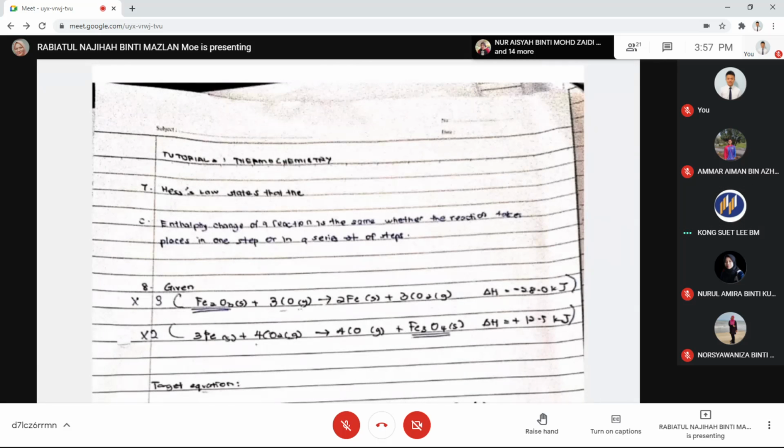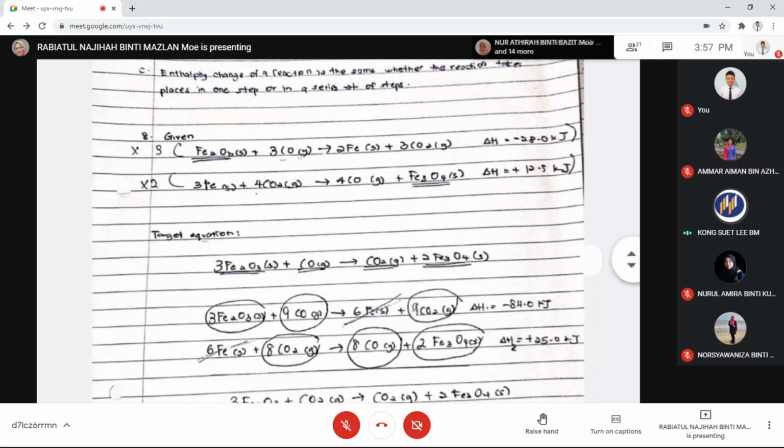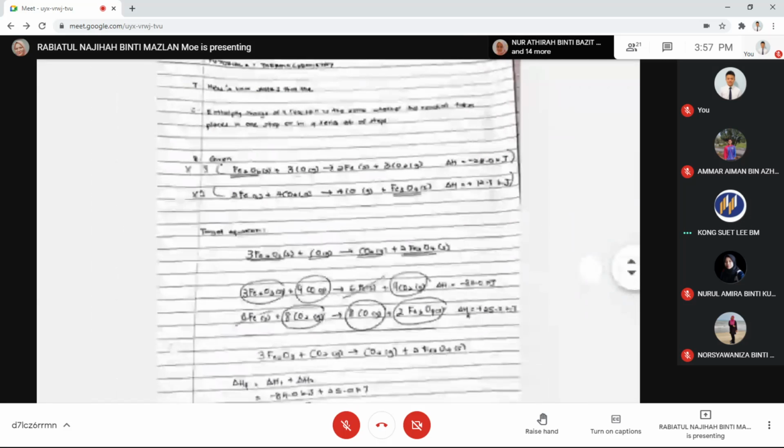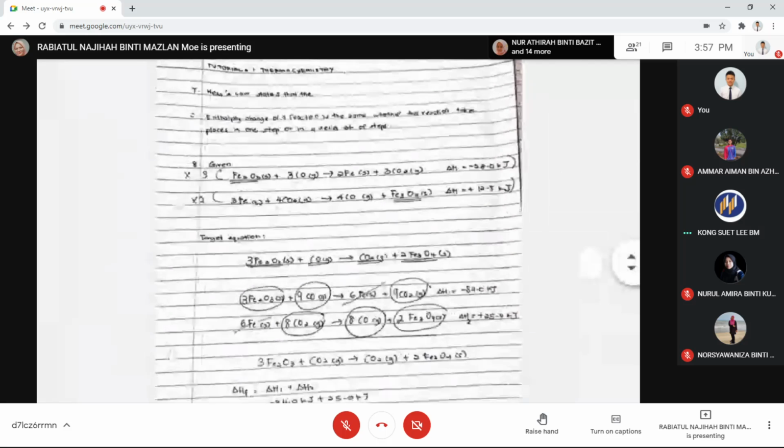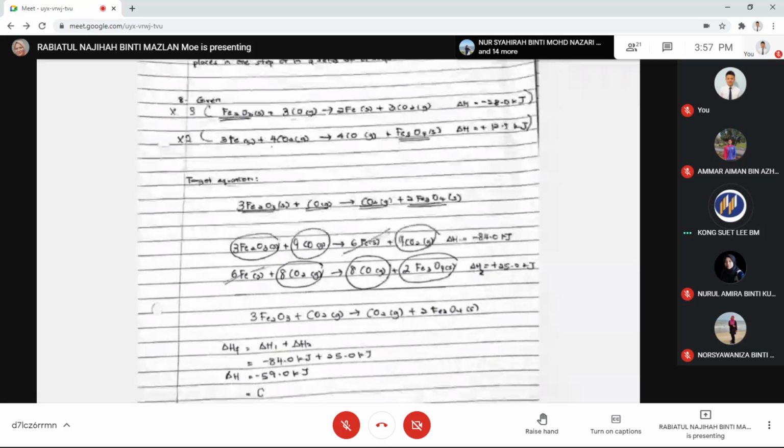Okay, question number 8. First, given the question, you can follow along. And then the target equation is 3Fe2O3 plus CO gives CO2 plus 2Fe3O4. So, okay, betul.